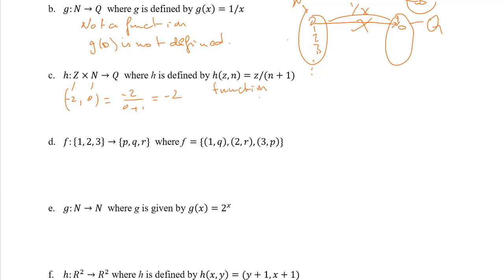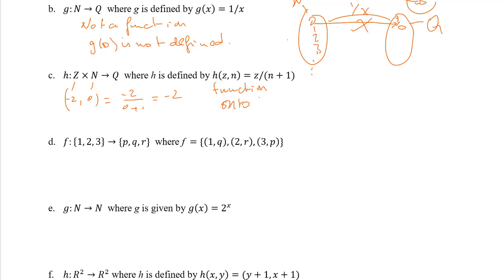And now, since this is a function, is it onto? I would say yes, because every member of the codomain is equal to the range. So any rational number I could think of, there is a way to get to it by choosing a z and an n from the integers and the natural numbers. So this is an onto function.